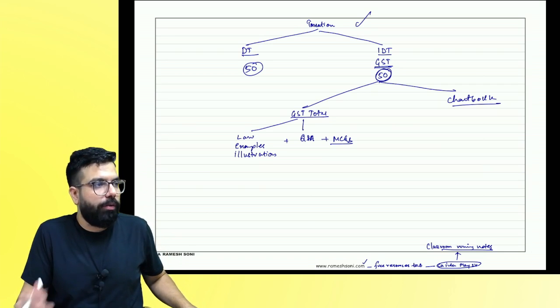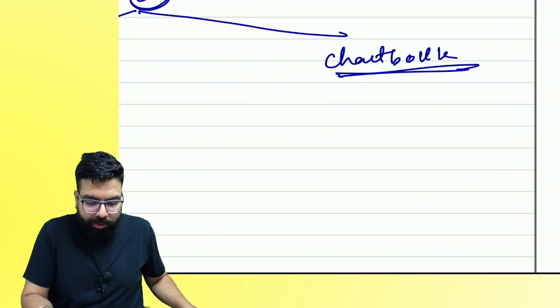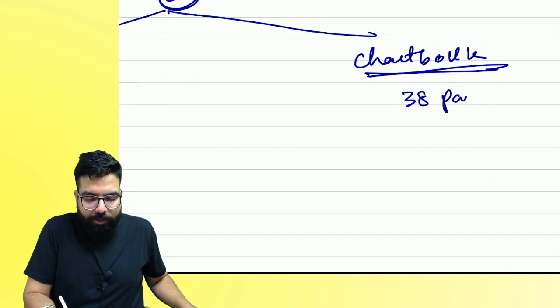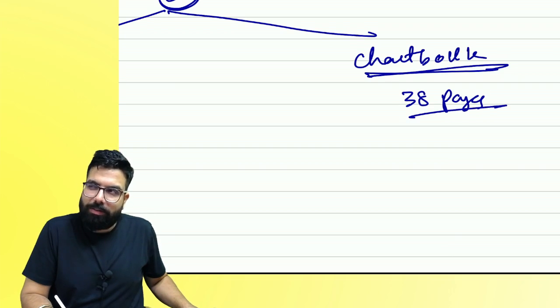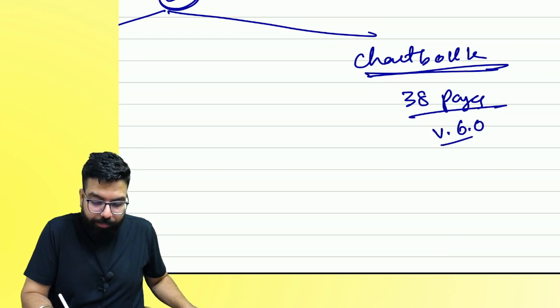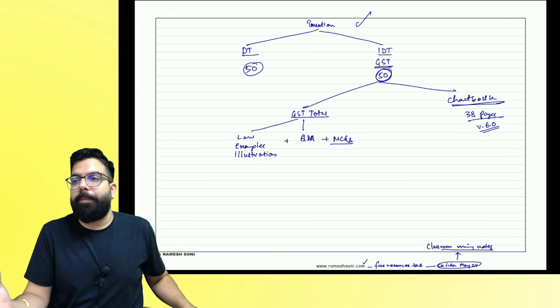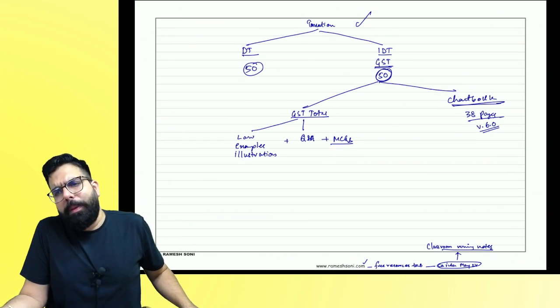We have known the syllabus. We have known what books we'll be using. This is the 38 pages, version 6.0, which we are going to use, and this is applicable for your May 24 exam.